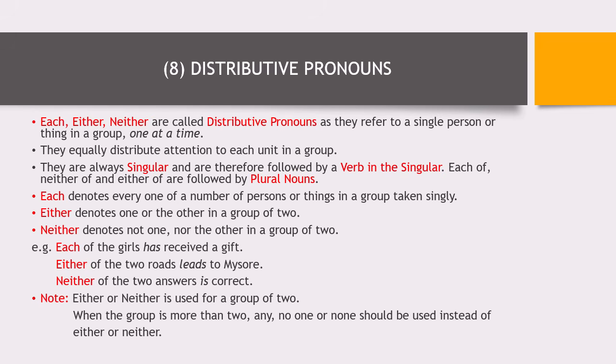Here, neither is the distributive pronoun. Since it is singular, the verb is is used. Note: either or neither is used for a group of two. When the group is more than two, any, no one, or none should be used instead of either or neither.